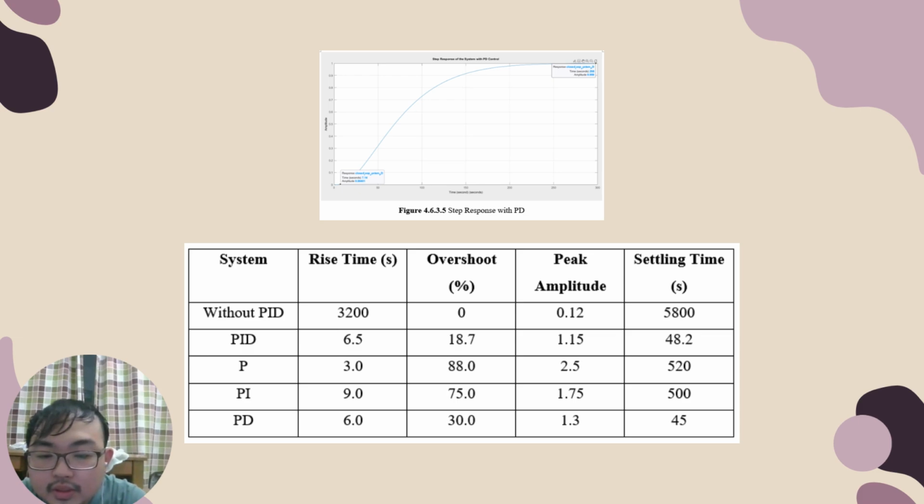Fourth is the proportional integral controller. The rise time is 9 seconds, followed by the settling time of 500 seconds. The overshoot is 75%, followed by the peak amplitude of 1.75. It can reduce steady-state error but suffers from increased overshoot and oscillation due to the absence of derivative action.